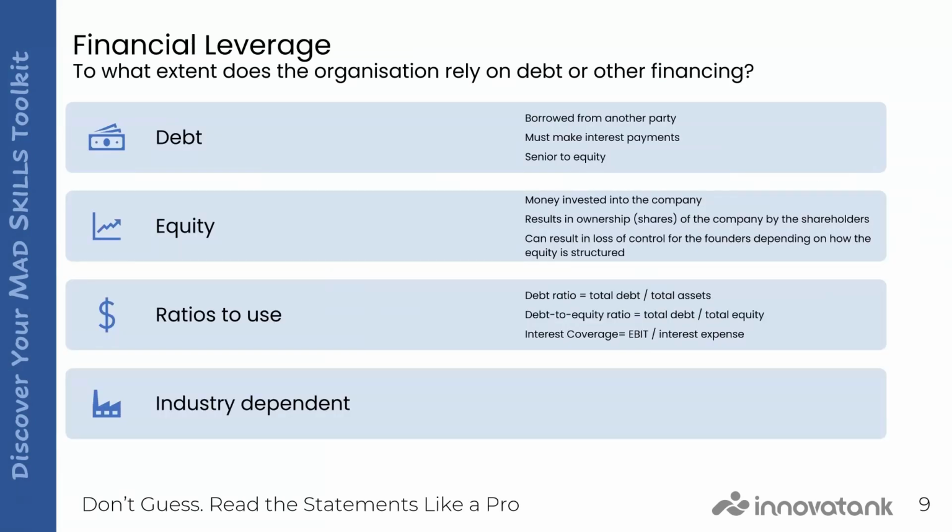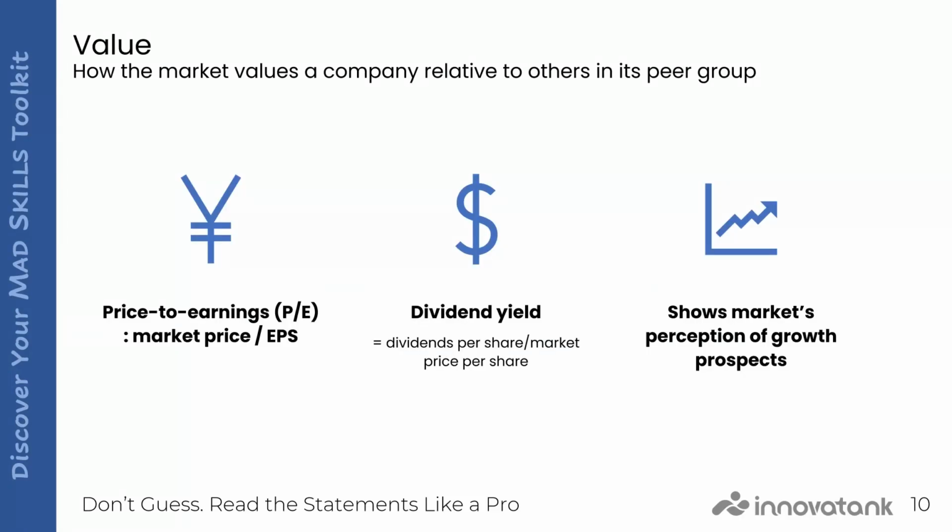In terms of financial leverage, debt ratio, debt to equity, and interest coverage allow you to understand how much debt is carried by the firm versus equity. Debt is senior and requires interest payments. Equity brings ownership and potential loss of control. This is industry dependent. Some sectors are naturally more leveraged. Finally, look at market value indicators like the price earnings ratio to understand the market's perception of growth prospects.